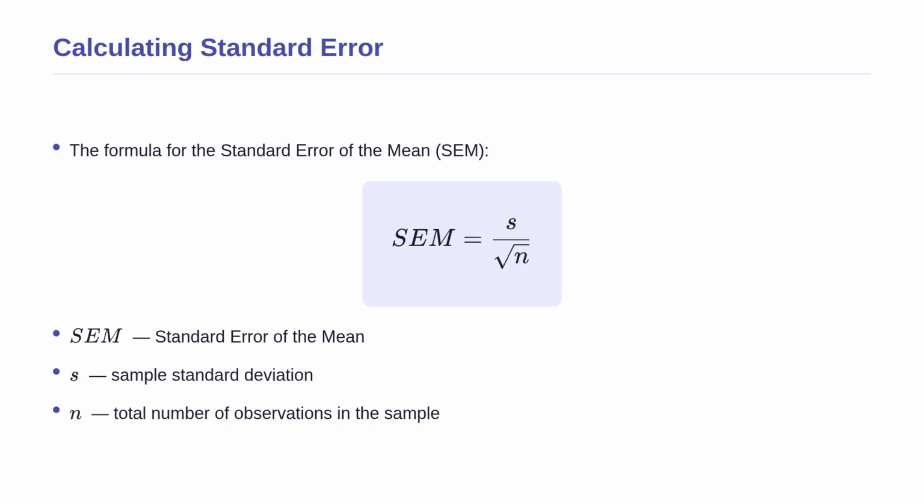Let us look at how we calculate this uncertainty. The formula for the standard error of the mean, or SEM, is the sample standard deviation, S, divided by the square root of the sample size, n. This formula tells us 2 very important things. First, if the natural variability of the data is high, the standard error will also be high. Second, and most importantly, as you increase your sample size n, the denominator grows larger, which shrinks the standard error. This mathematically proves why larger sample sizes give more precise and reliable estimates in biological experiments.